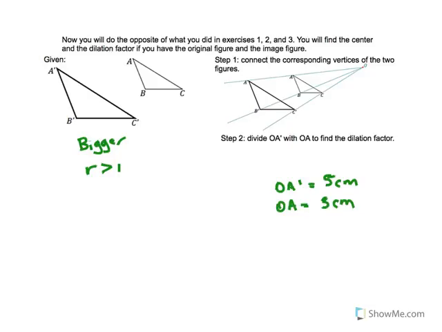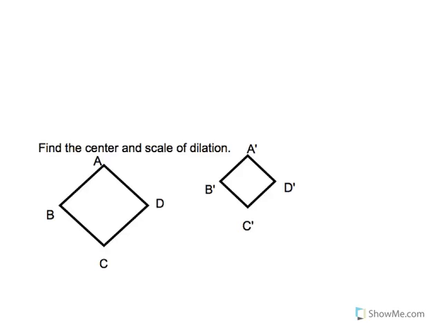Now the problem tells us that we have to divide this number here by this number here, and we're going to find the dilation factor. So the dilation factor here is going to be 5 over 3. And that makes sense because 5 over 3 is an improper fraction, so it's greater than 1, and therefore the figure is going to be getting bigger. And the image figure is bigger, so that makes sense.